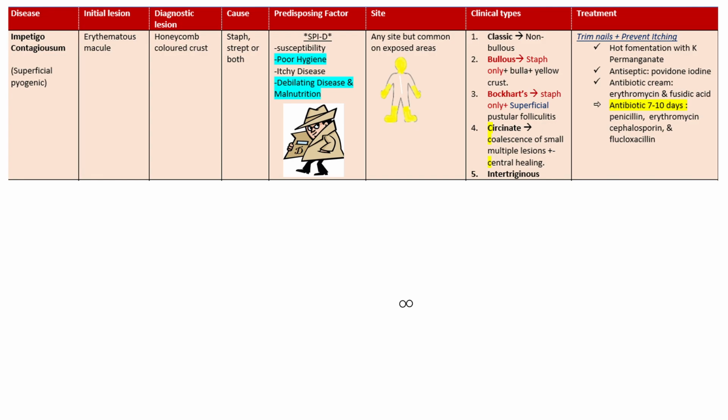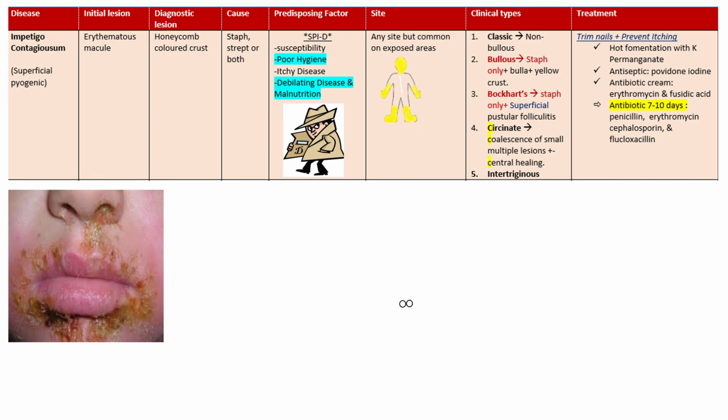The initial lesion in our disease is an erythematous macule, which is then converted into a thin-walled vesicle, and then it forms a diagnostic lesion in our disease, which is a honeycomb-colored crust, as seen in this photo. There is crust formation, and the crust color is almost honeycomb. The causative pathogens, as we have said before, are Staphylococcus or Streptococcus or both.